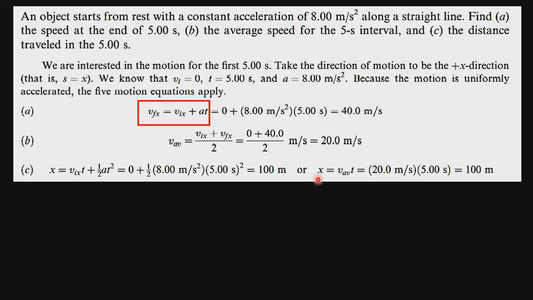Therefore, x is equal to the average velocity multiplied by the time. The average velocity is 20 meters per second multiplied by 5, which is the time, and that will again resolve to the same answer, which is 100 meters. So we can make use of this formula or this formula. These are all standard formulas, so you don't have to worry about this one.